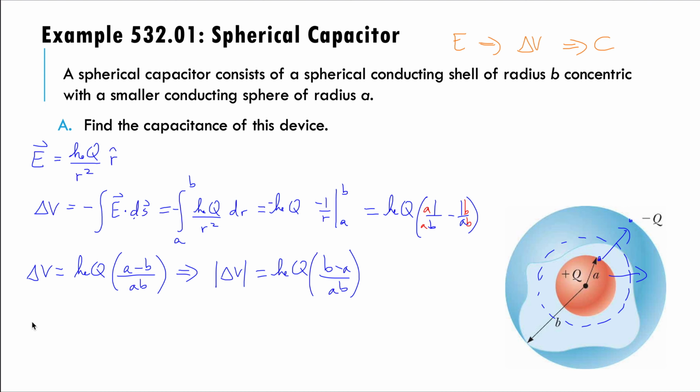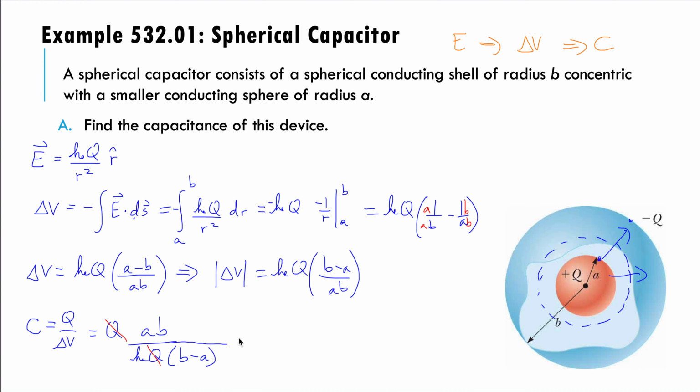And now we're ready to find the capacitance. Capacitance is charge per voltage. So just like in the previous example, we're going to divide by V, delta V, but we're just going to multiply by the reciprocal instead. So a times b over k_e Q (b minus a). And now we see that the charges cancel out.